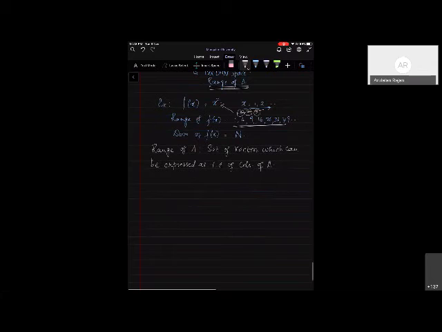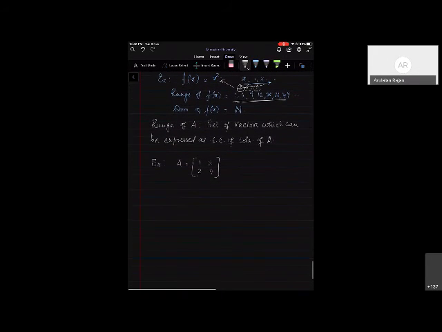Let's go back to the same example. We had A with rows 1, 2 and 2, 4. Now the question is, what is the column space of A for this? So let us see. The first column A1 is (1, 2). The second column A2 is (2, 4), which is basically 2 times (1, 2), which means A2 is also essentially a multiple of A1 itself. Is this clear?